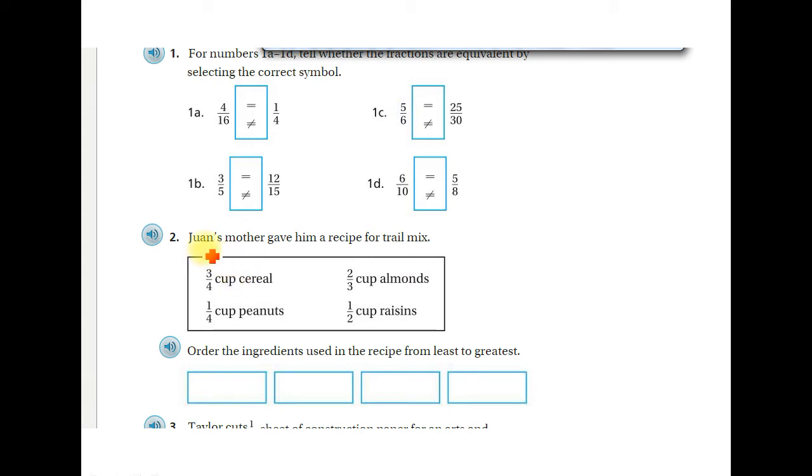Okay, let's come down here. Number 2. Juan's mother gave him a recipe for trail mix. 3/4 a cup, 1/4 a cup, 2/3 a cup, and 1/2 a cup. Okay. Now again, there's many different ways to solve this problem. One way, we could change them all to have common denominators. That would be one way.